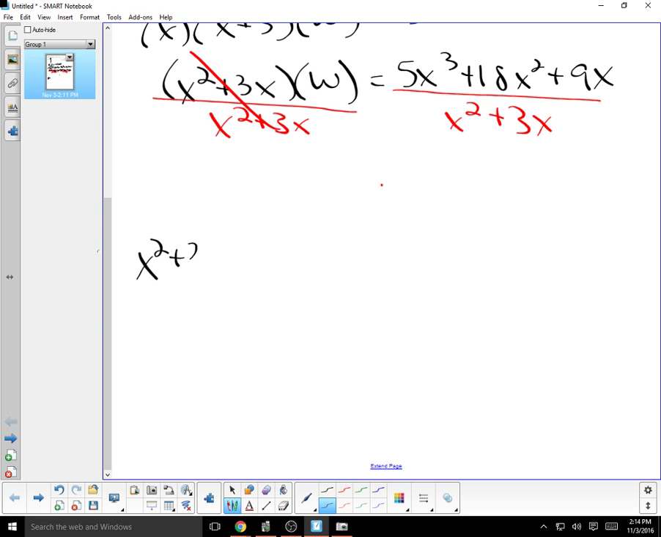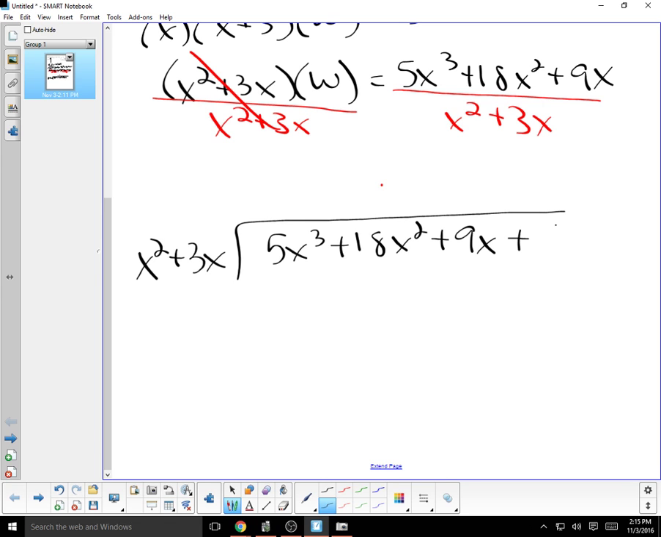x squared plus 3x needs to get divided into 5x to the third plus 18x squared plus 9x plus 0. Why did I put the plus 0 there? To make it work. Everybody didn't need it, but it's just nice to see all of it. So let's start by dividing.